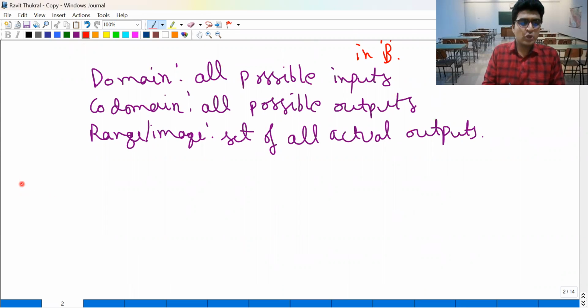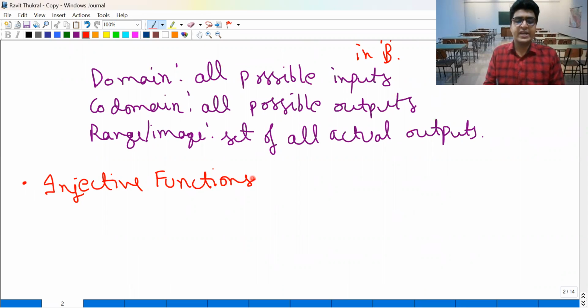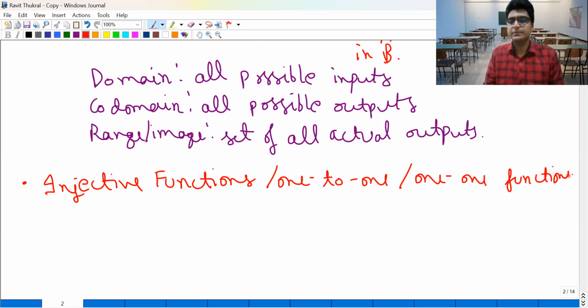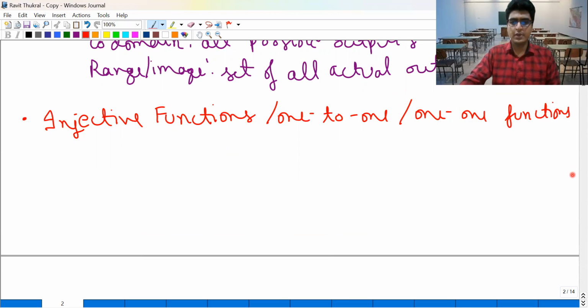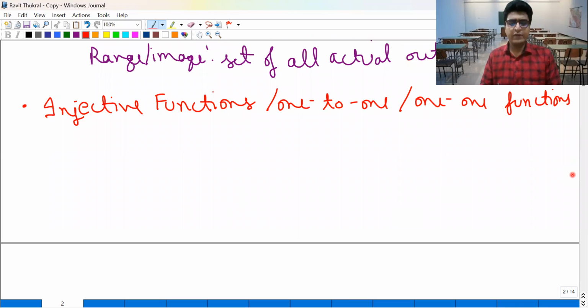There is a type of function called injective functions. Okay, injective functions, which are also called one-one or one-to-one functions. So obviously an injective function is a function.